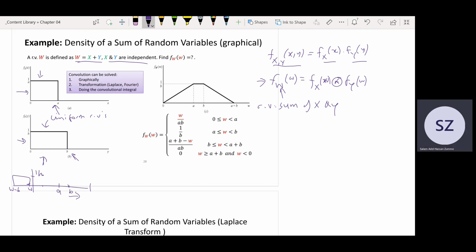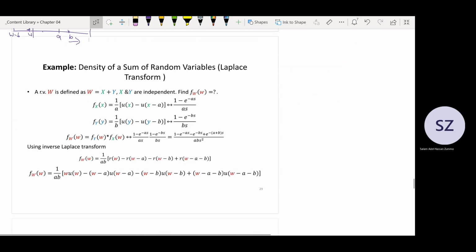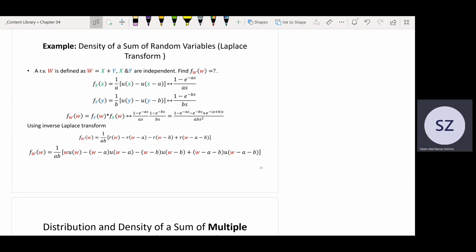So this is one way. The other way is to know that convolution can be taken into, for example, the Laplace transform. So this is the Laplace transform. When you have convolution in a certain domain and you take the Laplace transform, what do you get?